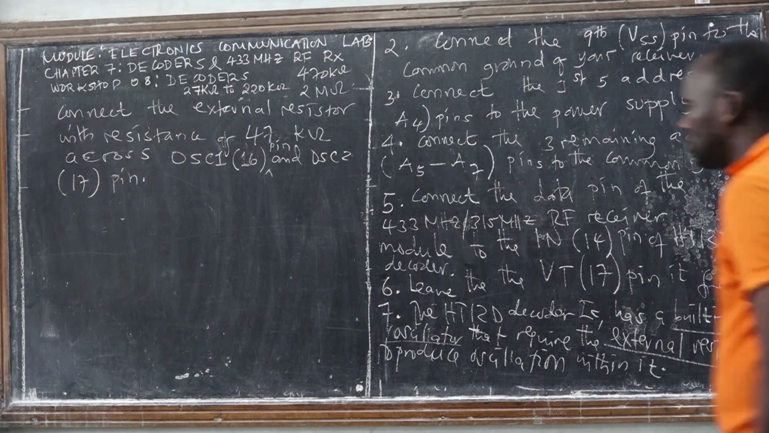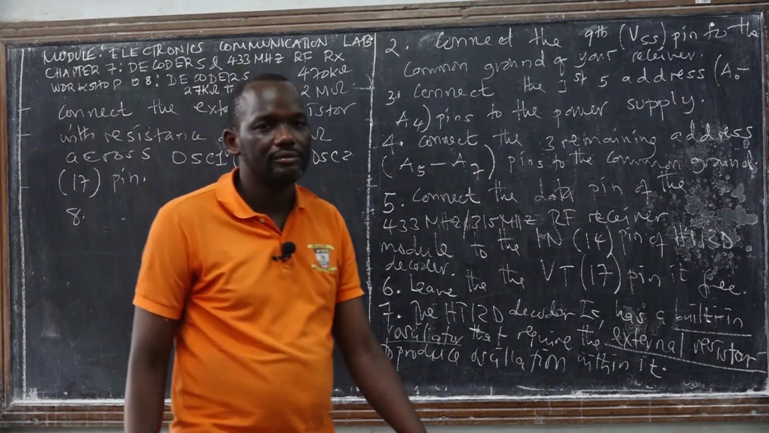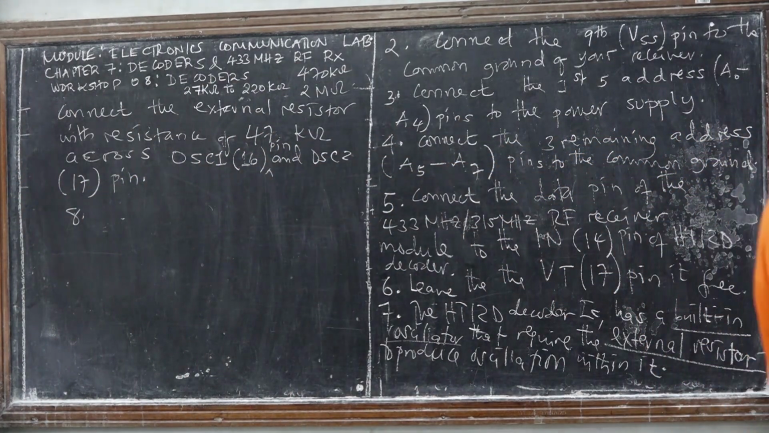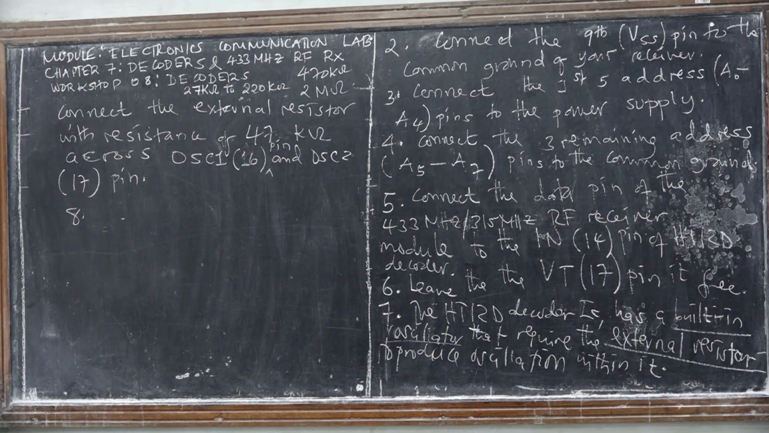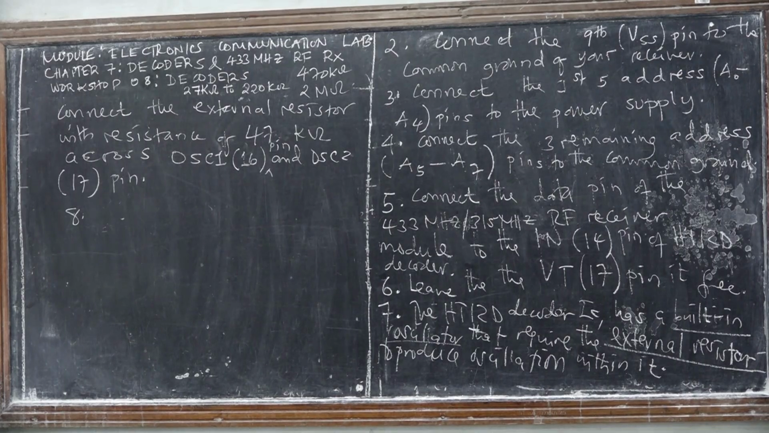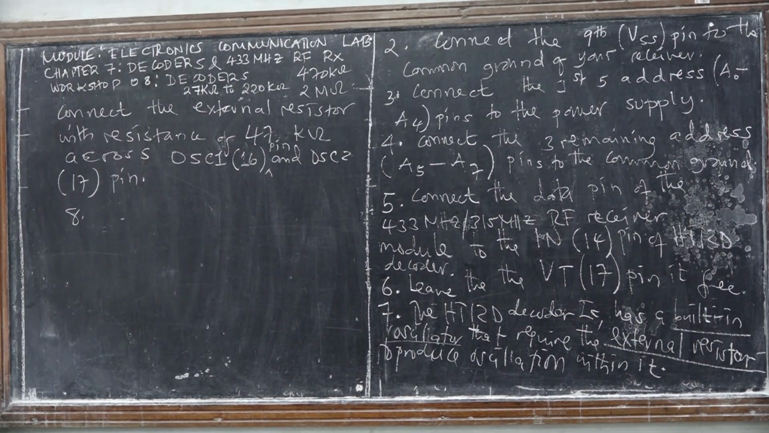Then step number 8, according to Ht12D encoder, read data sheets. I taught you 3 workshops about data sheets. My dear students, in case you want to understand practical electronics and practical telecommunication engineering, learn how to read data sheets of electronics components and user manuals. You should not use any electronics equipment or device without going through its user manual, because you might destroy it first of all.